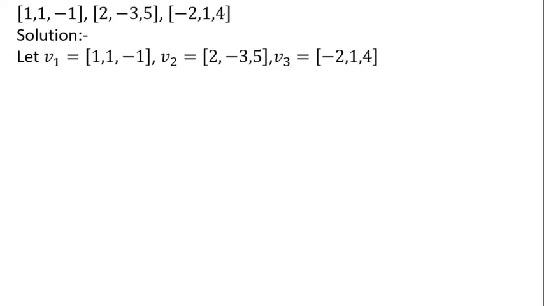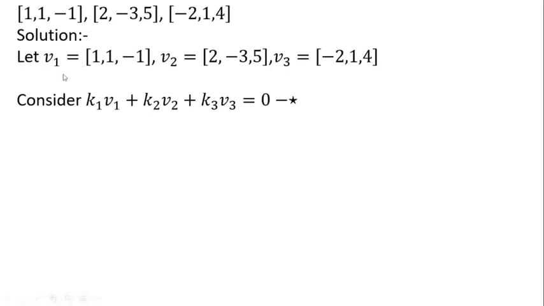Once you get these vectors, now we use our relation. We know the relation, that is the definition, k1 v1 plus k2 v2 plus ... kr vr is equal to 0. But here our r is 3 because we have 3 vectors. So we'll write up to k3 v3: k1 v1 plus k2 v2 plus k3 v3 is equal to 0. Now put the values of v1, v2 and v3 here, and we'll get a new equation.